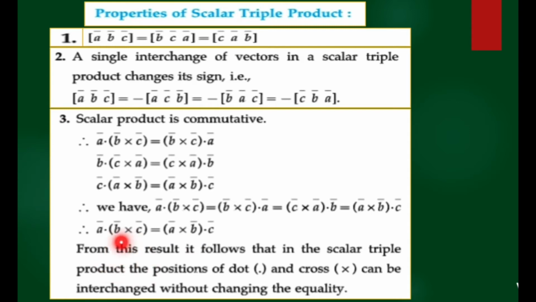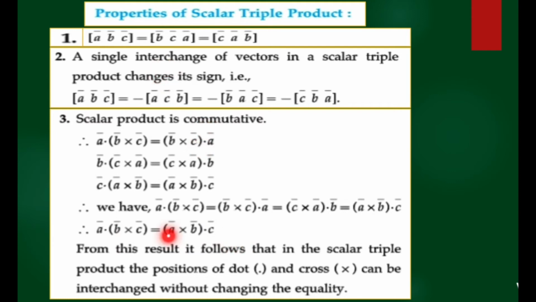Either we multiply vector B and vector C, that is we take the cross product of vector B and C, then multiply this vector with vector A, it is the same as we multiply vector A with B by taking the cross product, and then that vector multiplied with vector C using dot product. We get the same value.